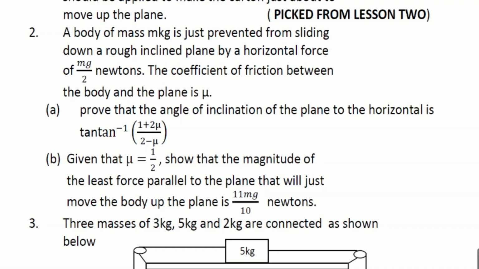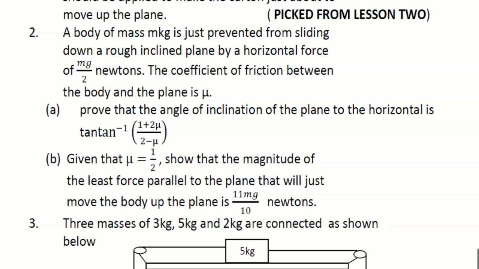And part B says that they have given us the value of mu as a half. And they want us to show that the magnitude of the least force, this time parallel to the plane, that will just move the body up, is given by that value. So part B has a slightly different sketch. And before we get that least force, we must get the value of theta here.